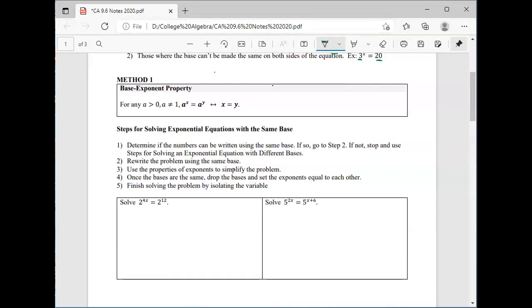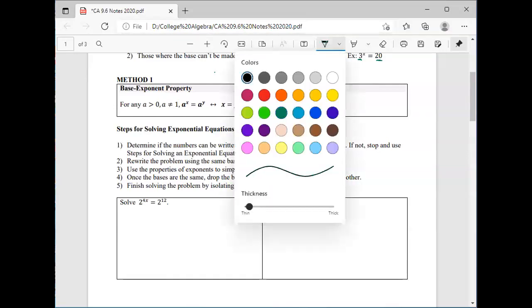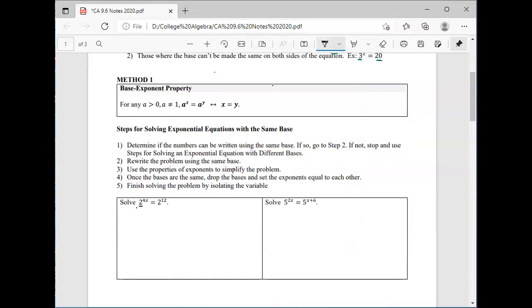Okay, so what does all that mean? First thing I'm doing is checking to see if my bases are the same here. And they are. They're both 2 raised to the 4x and 2 raised to the 12th. If they are the same, then you can just get rid of them, because 4x should be equal to 12. And we know how to solve this. We would just divide by 4 and x would be equal to 3.